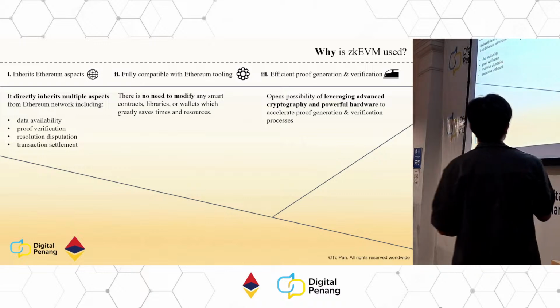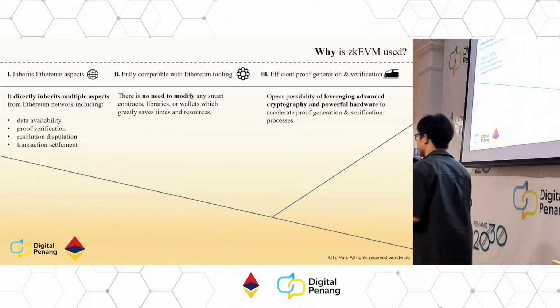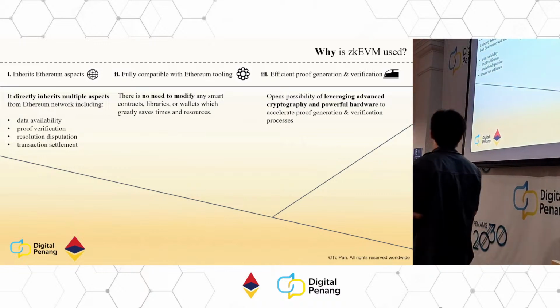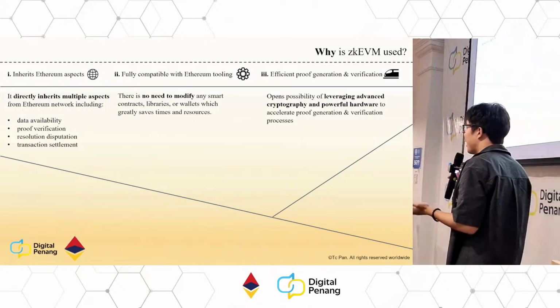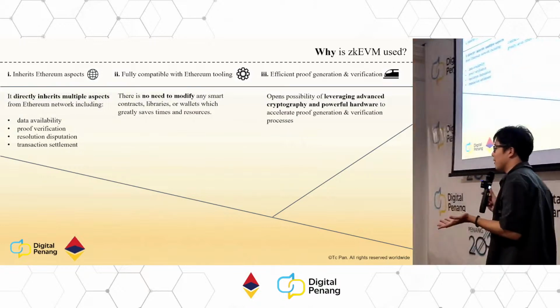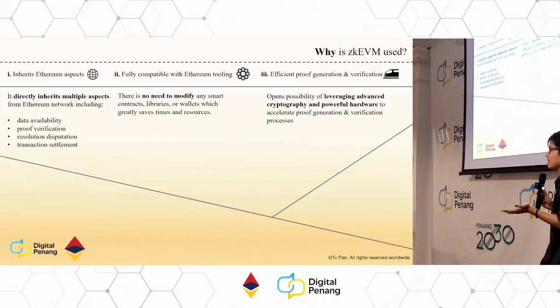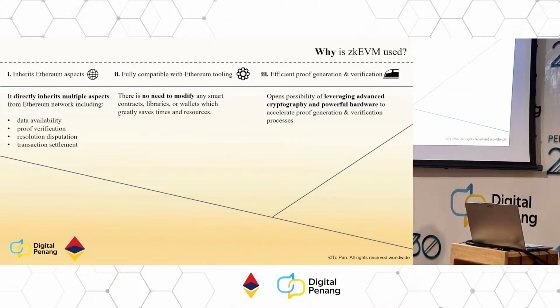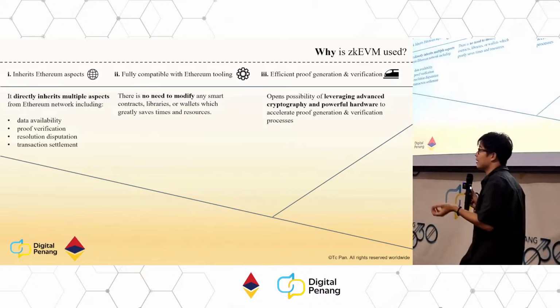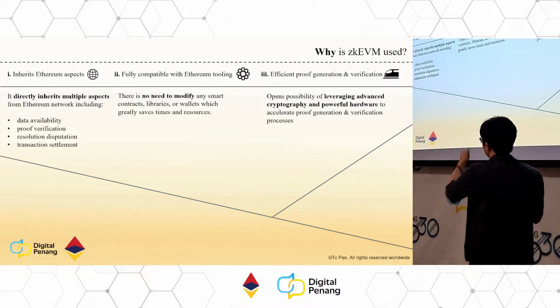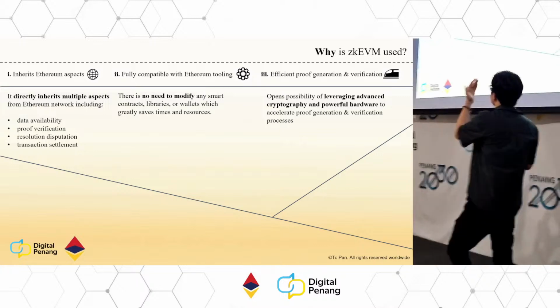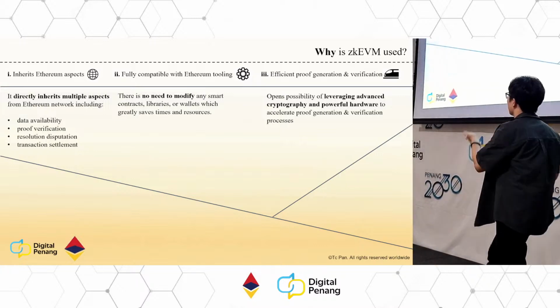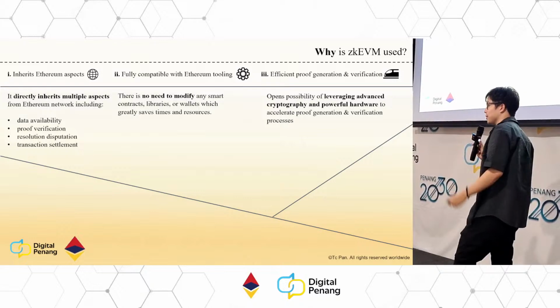So let's move on to why ZK-EVM is used. The first thing is it directly inherits multiple aspects from the Ethereum network. So you get multiple advantages from inheriting from Ethereum, which you don't need to rely on other networks to get. The first one is data availability, also more efficient proof verification, dispute resolution, and transaction settlement.